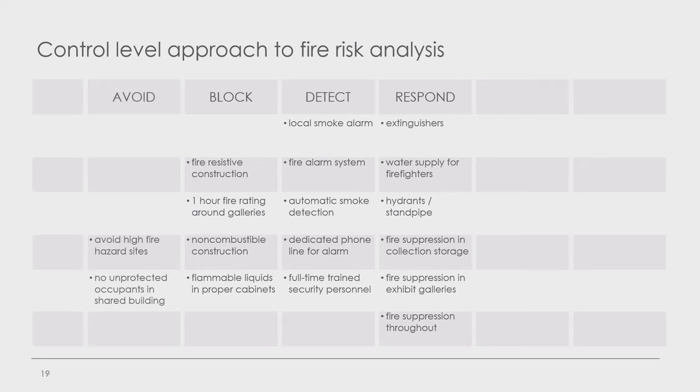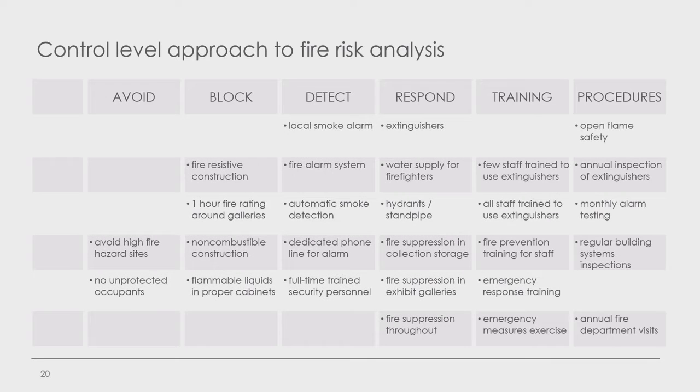In addition, the framework assesses whether the site avoids high fire hazards, such as locations in a wildfire risk zone or in an area of higher crime where arson may be more likely. Training and fire safety procedures, including inspection of equipment and building systems, round out the list of factors that characterize the levels of fire protection.